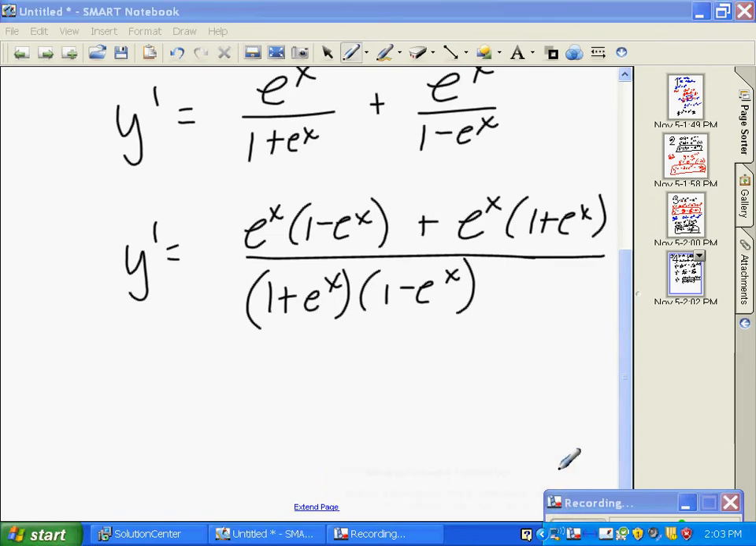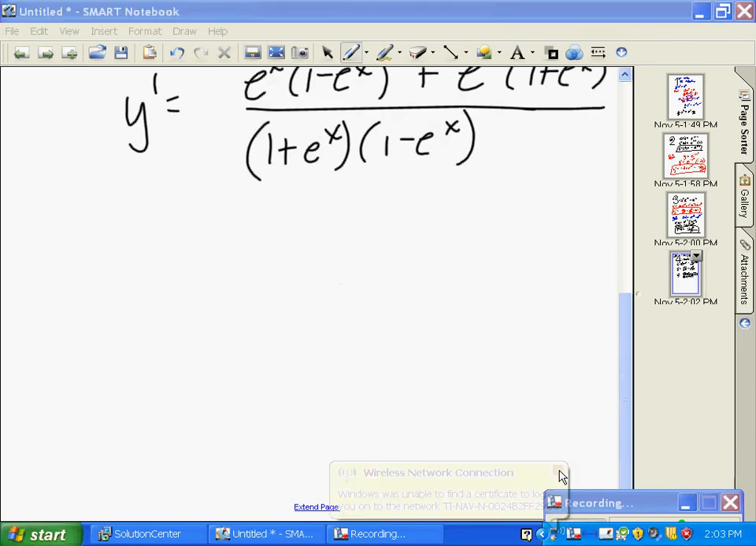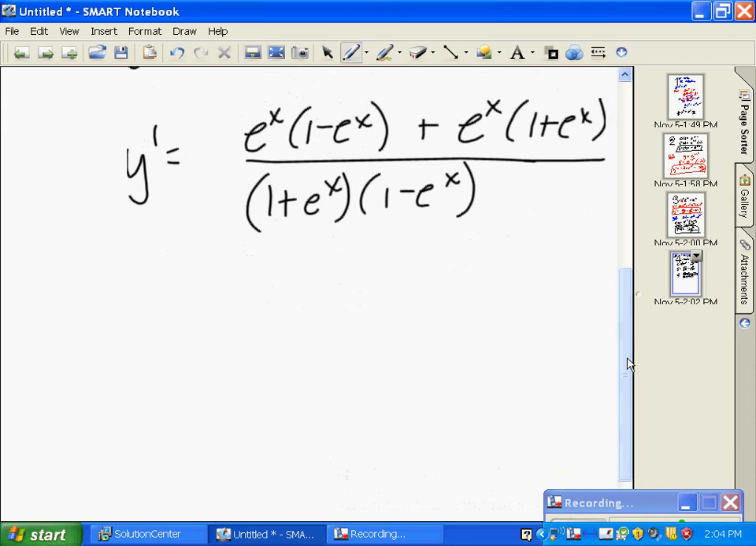If I'm going too fast, remember you can always just pause. And it might be wise just to pause at the end of the problem just to make sure everybody's caught up. Distributing that e to the x.